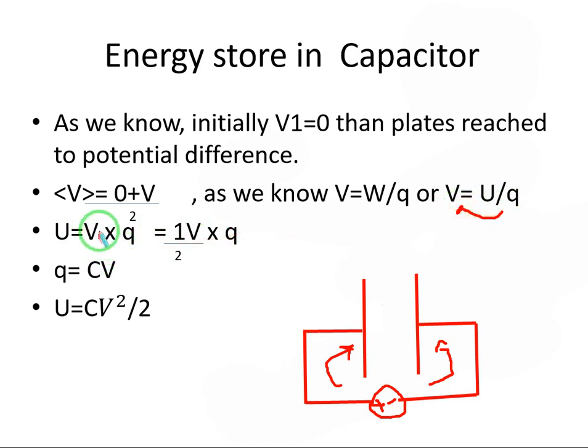So you know about the Q. Q is equal to CV, according to the formula of a capacitor. Put the value of Q in this equation, so it can be CV square divided by 2. Once we need to find the average between the two values, we divide 0 plus V by 2. So the energy stored in a capacitor is equal to CV square divided by 2. This is your formula for the energy stored in a capacitor.